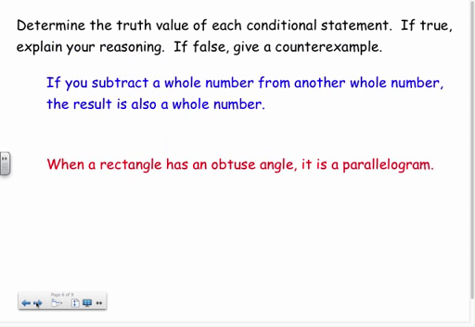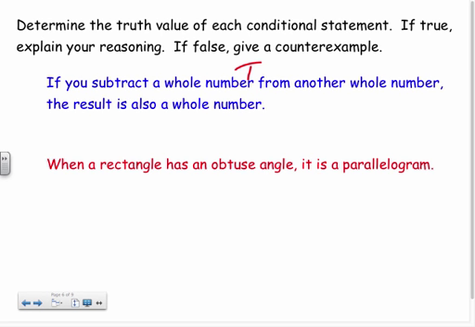So let's try a couple here. It says determine the truth value of the conditional. If true, explain your reasoning. If false, give a counterexample. So this first one: if you subtract a whole number from another whole number. Well, let me think about this hypothesis, this first statement. That's true, right? I can subtract a whole number from a whole number. That makes sense. The result is also a whole number. So now I've got to decide, is that true or is that false?